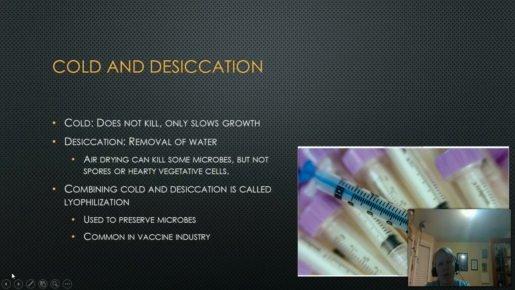One important note on this is if we combine cold and desiccation, we actually have a process called lyophilization. And this is actually how we preserve microbes for vaccines or other things like that. What we do is we dry them and keep them cold, and we preserve the microbes. So if you're going to do a vaccine, you'll mix some water in with that before you give the vaccine. So if you're ever in a doctor's office or somewhere where they're giving vaccines, ask to see the bottle before they mix it with the water, and you'll see the lyophilized sample within there.